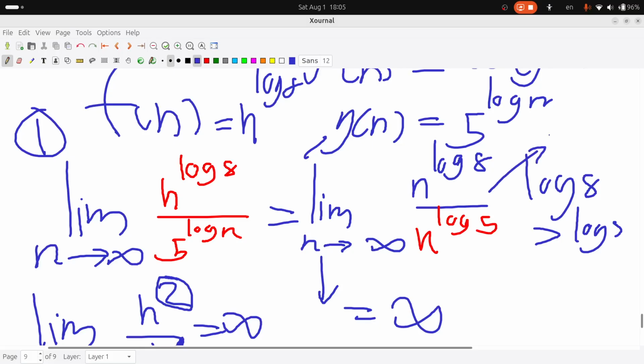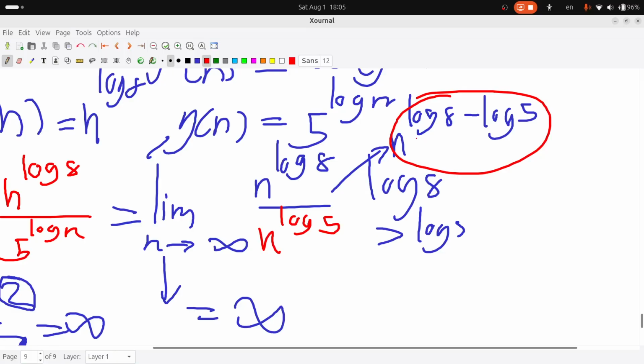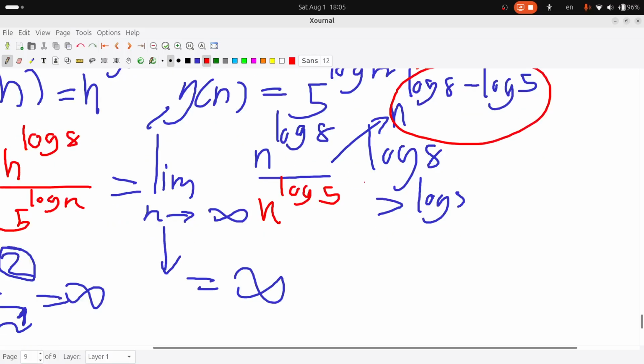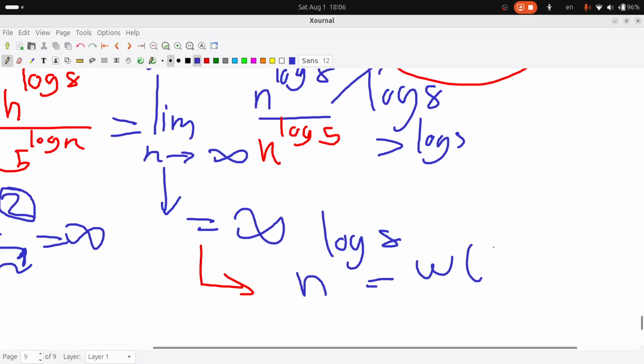Or we can write this as n to the power of log x over log 5. We can write this expression and it's equal to infinity, so we can conclude that n power of log x is equal to little omega of 5 power of log n is true.